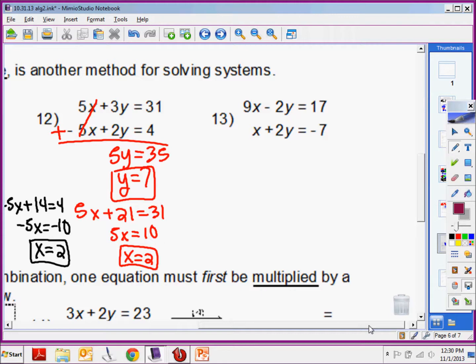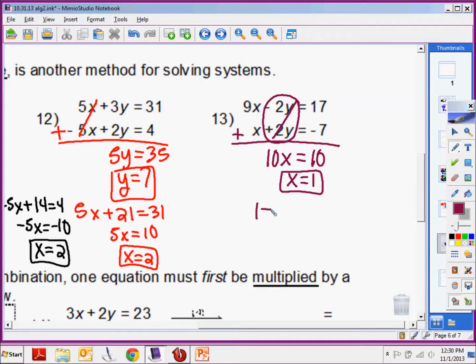All right. So on this one, do I have a coefficient with its opposite? Yes, the y's: 2 and negative 2. So I can go ahead and straight add to eliminate. 9 plus 1 is 10, my y's are going to cancel, and 17 minus 7 is 10. So x must be 1. All right, so I have x. Choose either one to plug in 1. Clearly, that would probably be the easier one. Therefore 2y equals negative 8, which gives me negative 4. So y has to be negative 4.